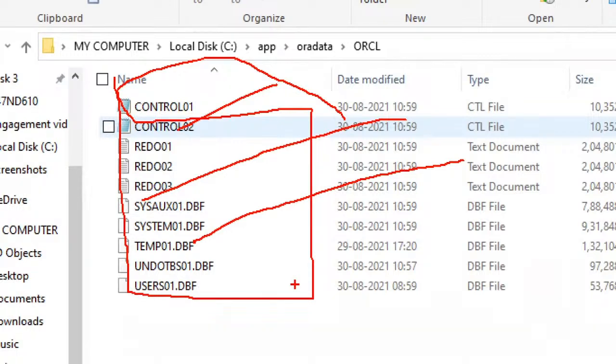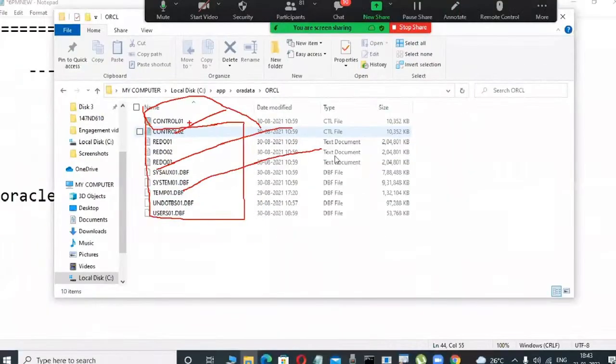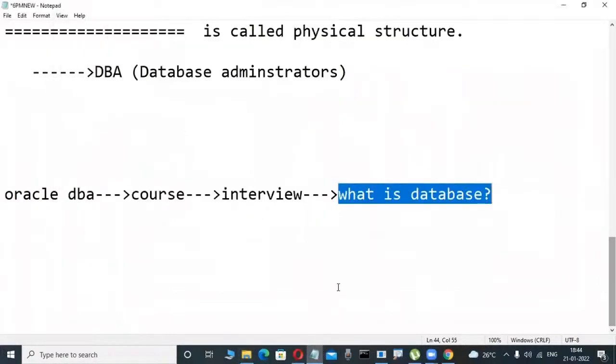Those are all the things they have an idea. That's why it is nothing but a collection of data files, control files, redo log files, they're telling only. That is the correct answer from a database administrator's point of view.